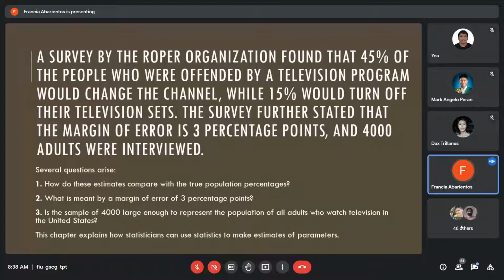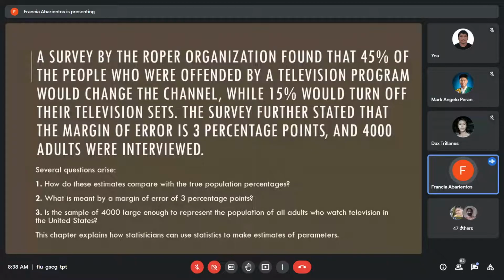Okay, so first is, how do these estimates compare with the true population percentage? How about the surveys that are found now in the internet? Diba? Lalo na sa Facebook, the presidential poll. Si Bongbong Marcos ang nasa top as to the survey. Okay, number 2, what is meant by a margin of error 3%? Yes, margin of error of 3 percentage points. Yan. And is the sample of 4,000 large enough to represent the population of all adults who watch television in the United States?